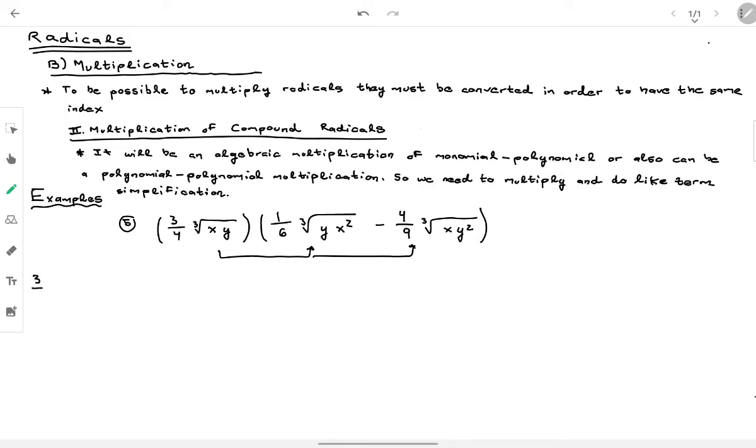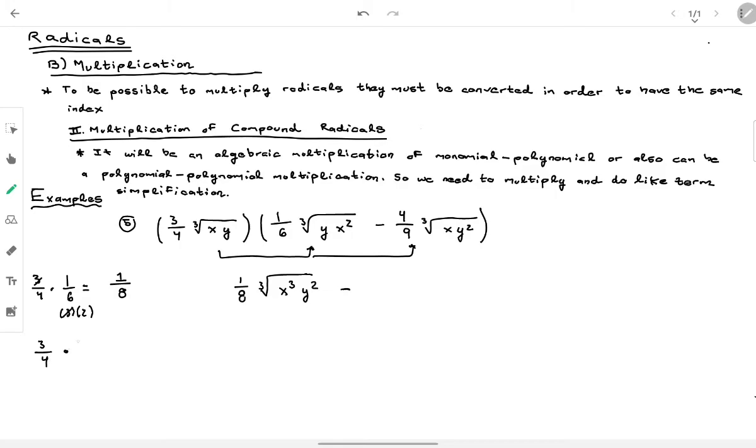So in this case we have 3/4 multiplied by 1/6. The 6, of course, is 3 times 2, so we can eliminate this one with this one. So it's going to be only 1 on top, 8 on the bottom. So it's going to be 1/8. The cubic root of x squared times x is x cubed, and y times y is y squared. The other one is going to be negative, of course, because it's positive multiplied by negative.